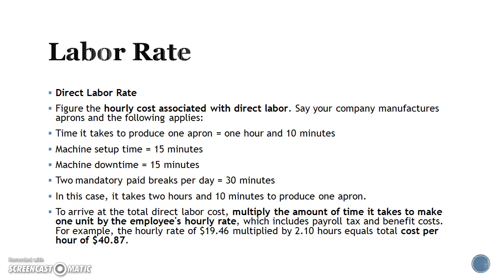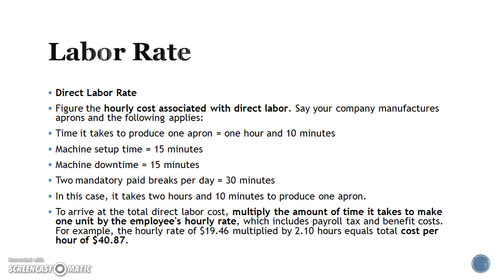Here's an example of how to compute a direct labor rate. The example includes the time that it would take to produce one apron. You would factor in the machine setup time, which would be about 15 minutes, machine downtime, another 15 minutes, and 2 mandatory paid breaks per day, which would be 30 minutes. In this case, it takes 2 hours and 10 minutes to produce one apron.